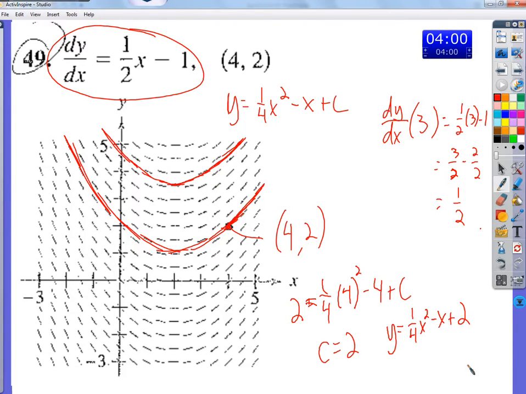So is C always going to be the y? Is C always going to be this thing? No, it only happened that way because when we plugged in 4, this happened to come out to be 0. If this comes out to be 1, and we just subtract 1 on both sides, C would be 1.